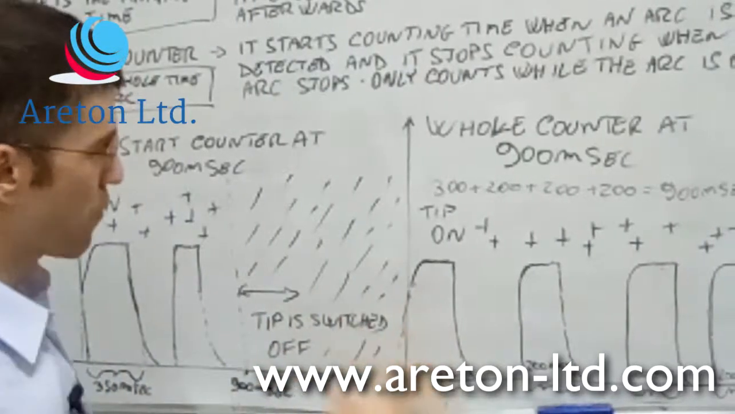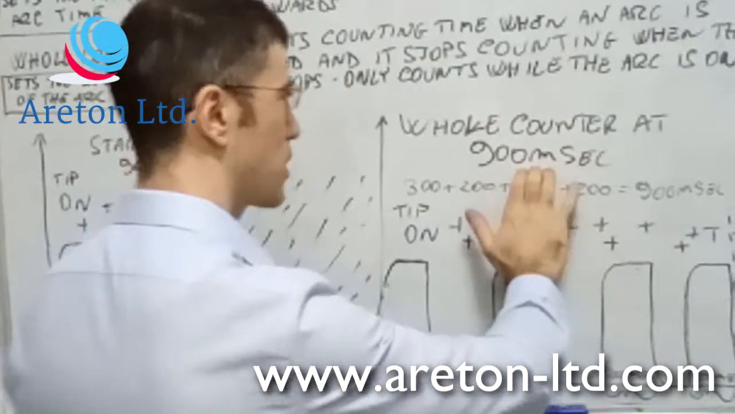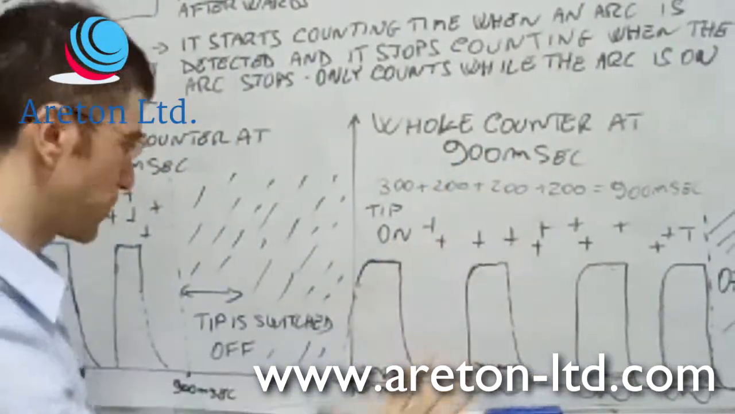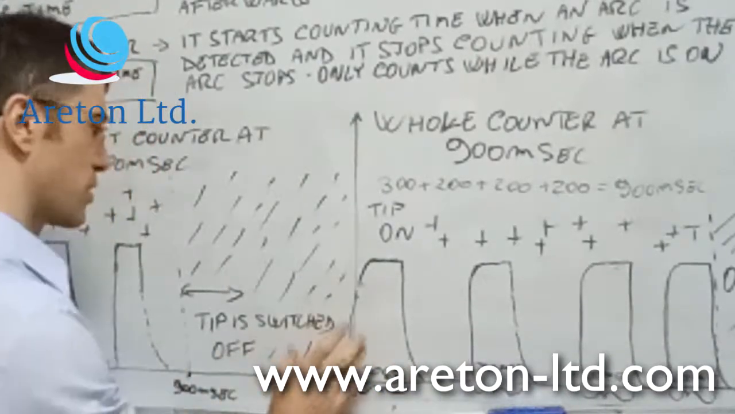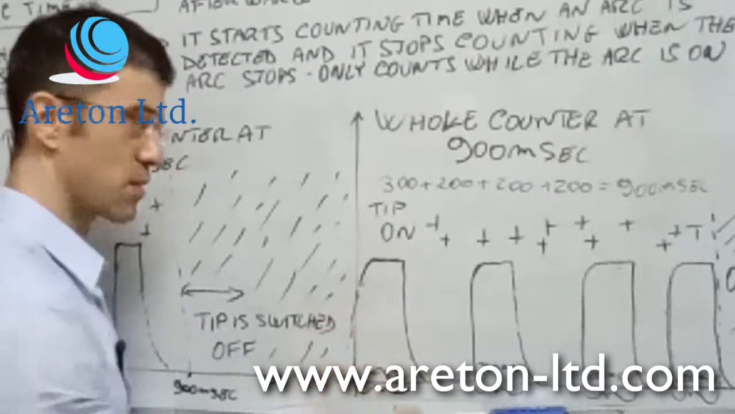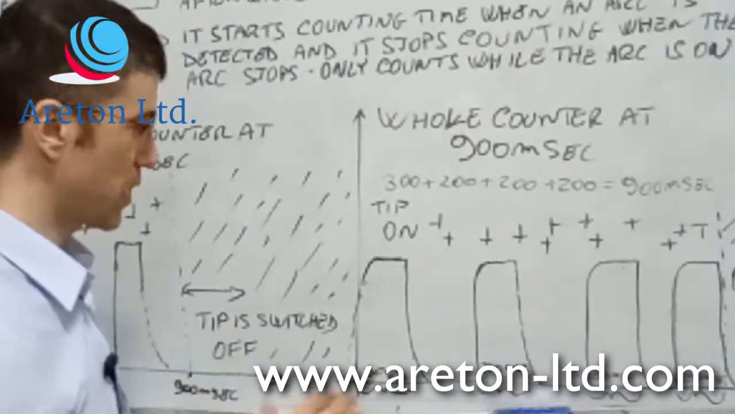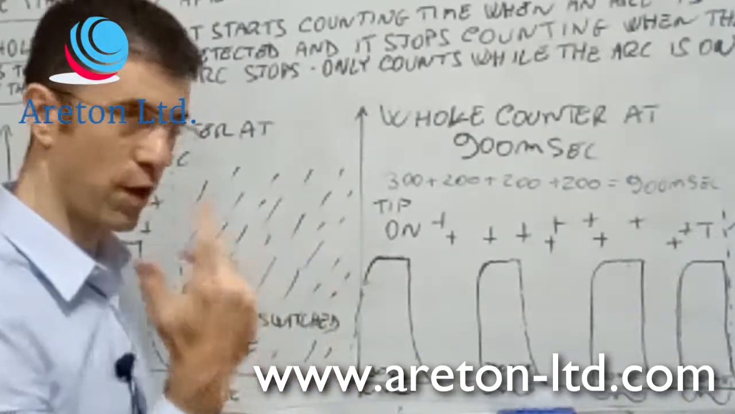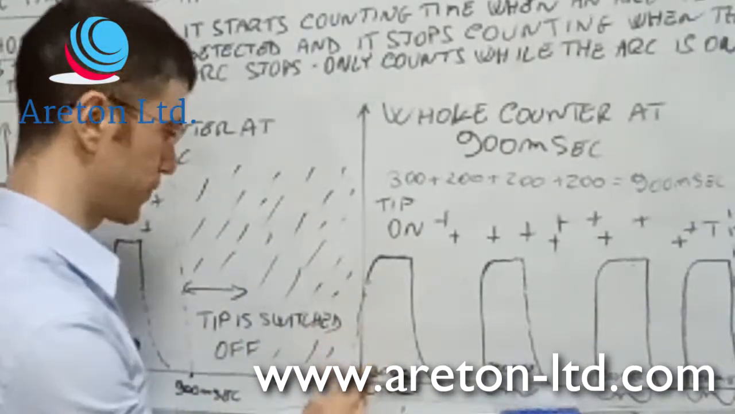And then, say for example, we've got the whole counter and we set it at the same time as the start counter, 900 milliseconds. What happens is, in the same fashion as the start counter, the device says, okay, I've got to count up to 900 milliseconds, but only when the arc is on. So it waits for an arc. As soon as it detects an arc, it starts counting.